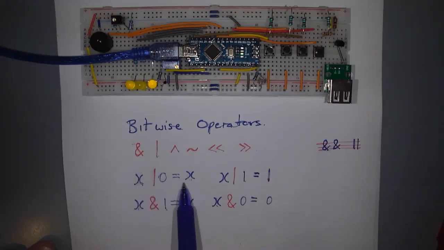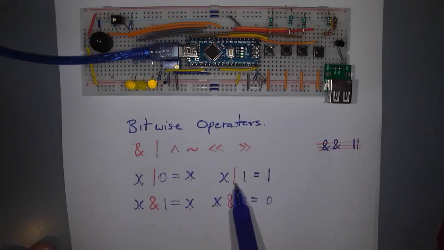If we OR it with a 0, then it remains the same. If we have a bit in a register and we AND it with 1, then it remains the same. So if it's a 0, we AND it with 1, it stays 0. If it's a 1 and we AND it with 1, it stays as 1.